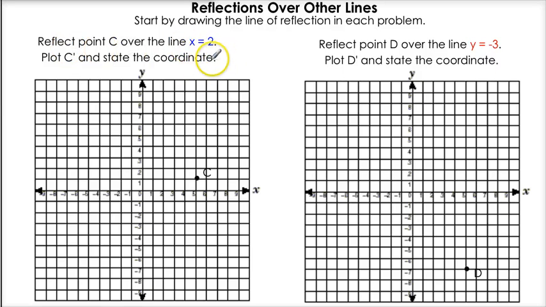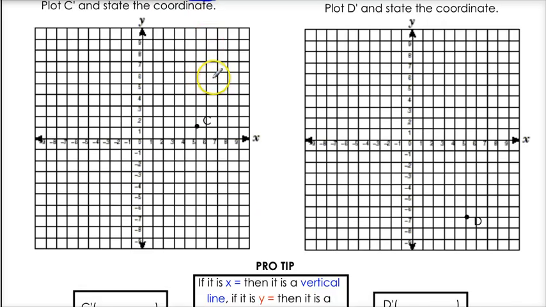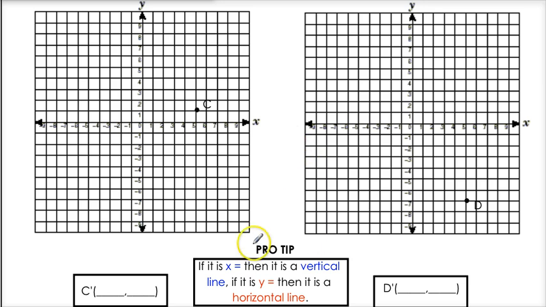You got to remember back to algebra to be able to do this. Now, how do you graph this line? We're going to reflect point C over x equals 2. Now the problem is there's no rule for this. Okay? I'll show you how to do it. Well, first you got to draw x equals 2. And here's a little pro tip if you forgot what that means. X equals always produces a vertical line. Okay, so x equals 2.